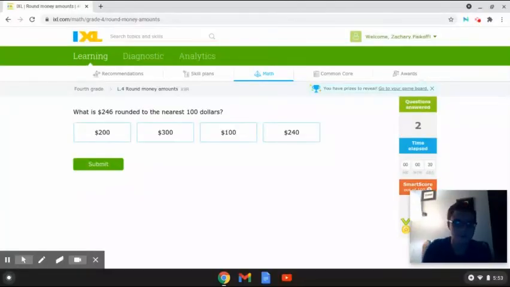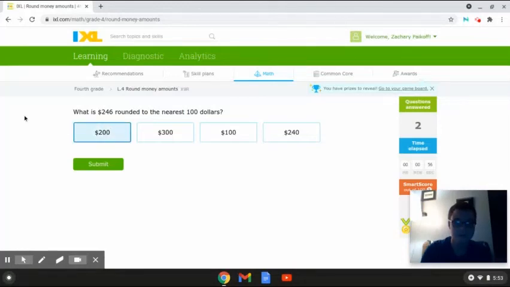Alrighty, so this last problem reads, what is $246 rounded to the nearest $100? Okay, so in this problem we are given $246, and the number 2 is the key digit that we're going to be looking at, so that's the number that we're going to be rounding to. And if we look to the right of the number 2, we have the number 4, and the number 4 is less than 5, so that tells me that this number is going to round down and become $200.